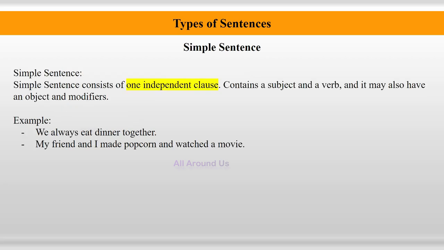Simple sentence. What is a simple sentence? A simple sentence consists of one independent clause, contains a subject and a verb, and it may also have an object and modifier. Example: We always eat dinner together. My friend and I made popcorn and watched a movie.